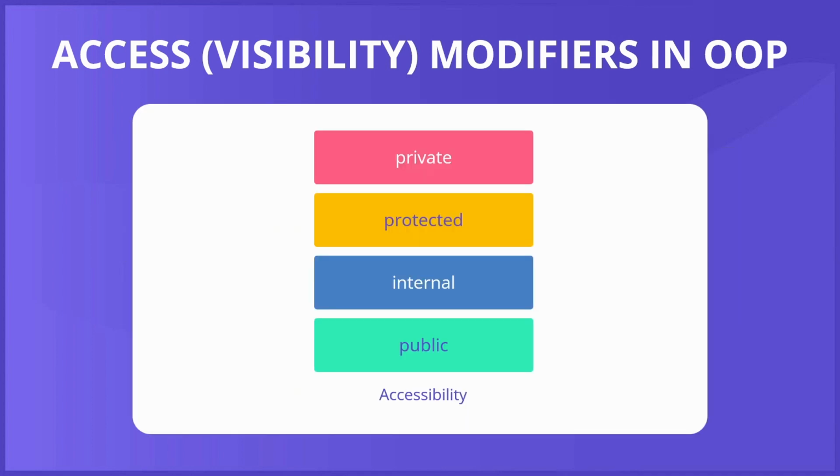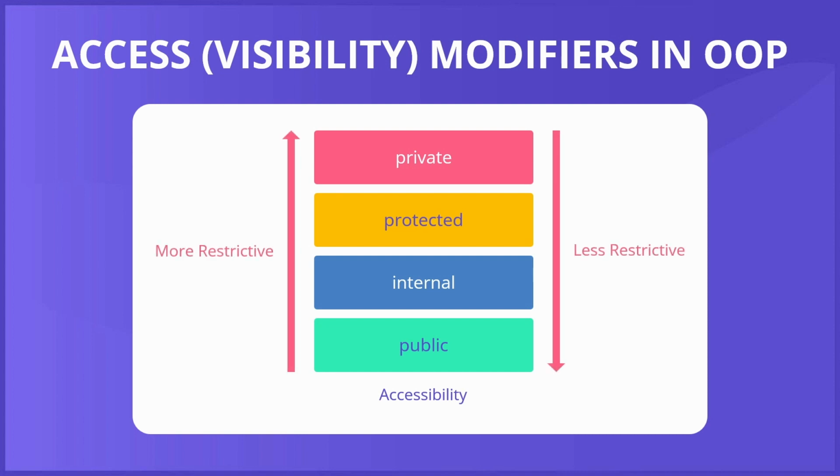So here you can have a look at the restrictive level of accessibility of modifiers. And as you can see, the most restrictive modifier is private, the least restrictive modifier is public, and then protected comes after private, and internal comes after protected.